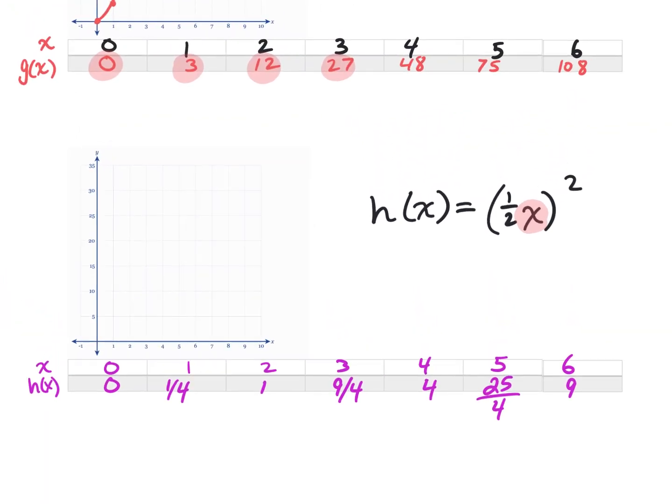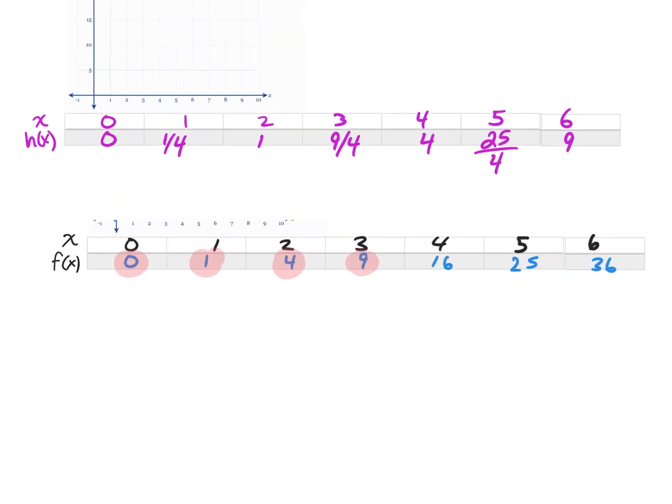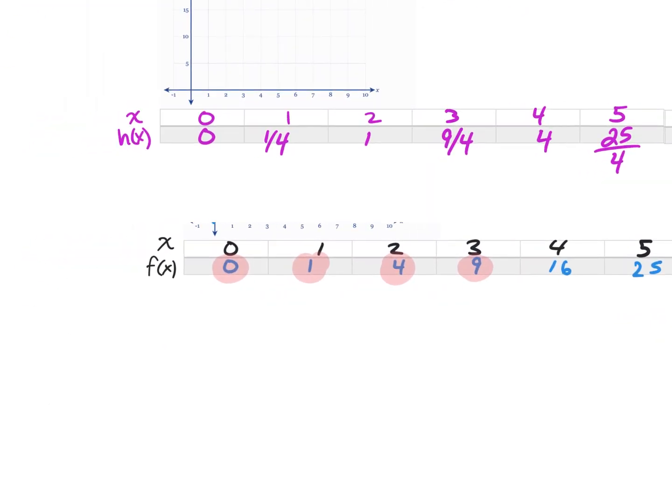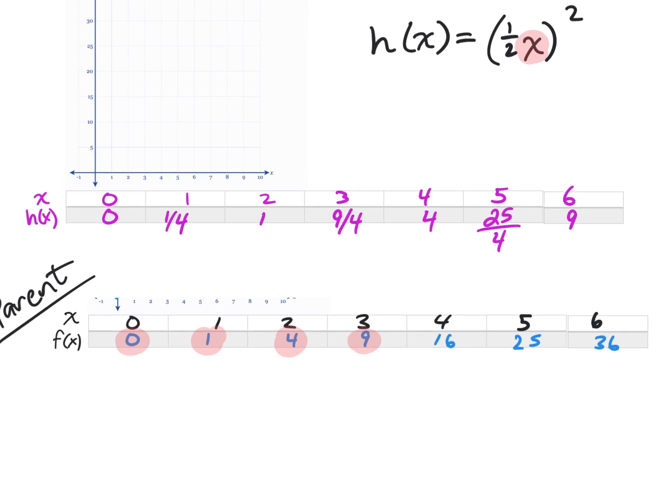So what I want to do is just look at, you know what, let me pull this other table down here so we can compare it. I'm going to grab our parent function table and just move this down. So just so it's clear, our parent function here is on the bottom. And what we see in pink there is our horizontally stretched function. So what we want to ask as we look at this table is, where do we see similar outputs? So we can see that 0, 0.